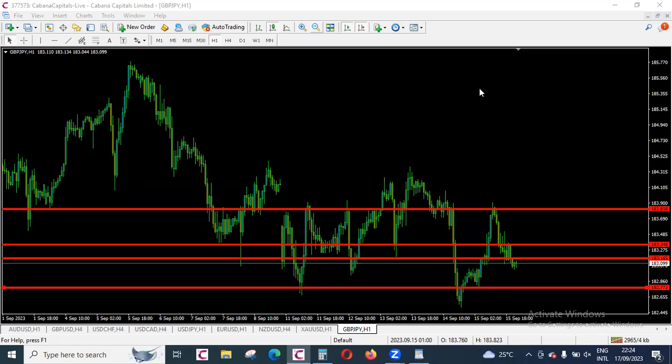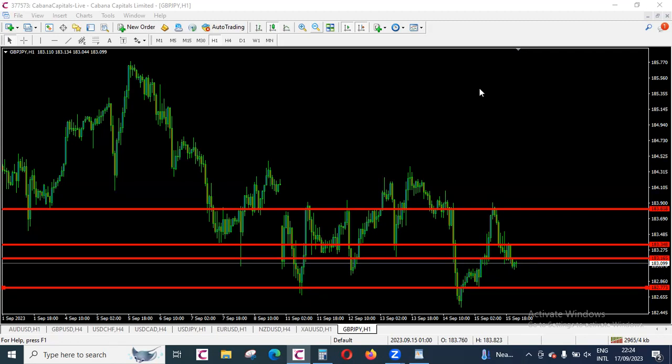So resistance and support is for entry. You don't use resistance and support to define the trend of the market. You use it for entries. So it's either when price gets to a resistance level, there's a rejection from that level, there's a retracement from that level, or there's a breakout from resistance for us to buy, or it breaks the support for us to sell, or when price gets to a support level, there's a rejection, a pullback from that level. So you use your resistance and support for entries.